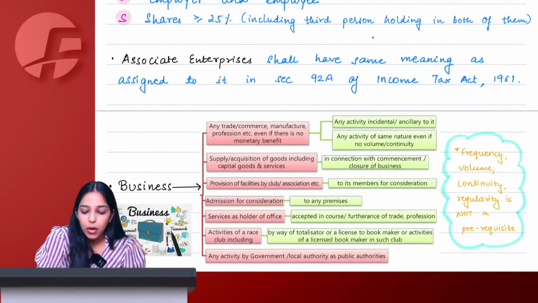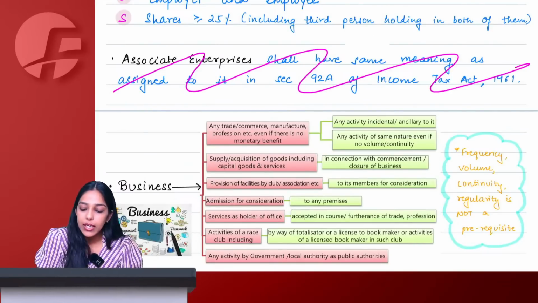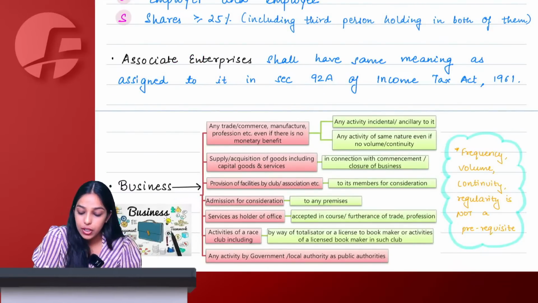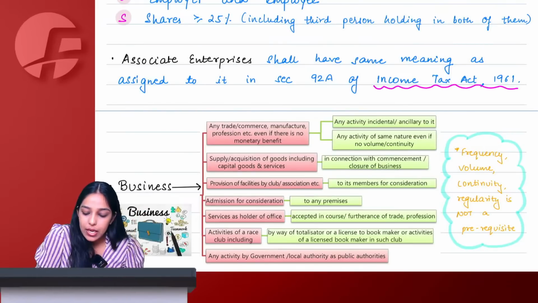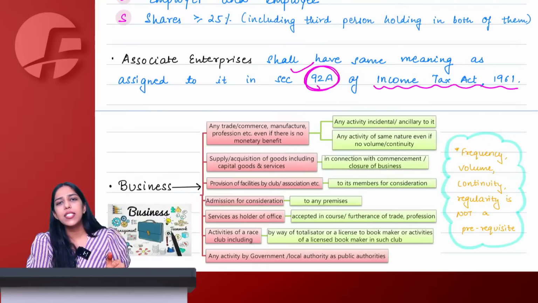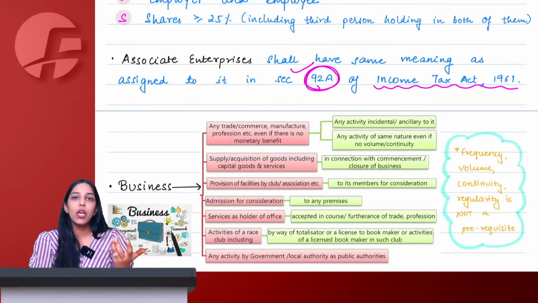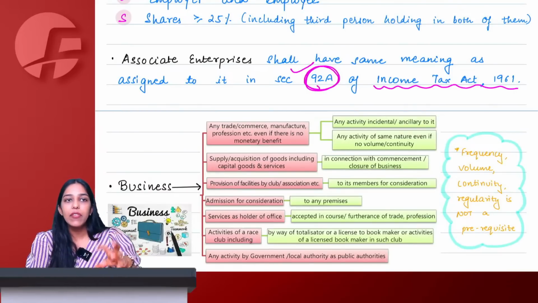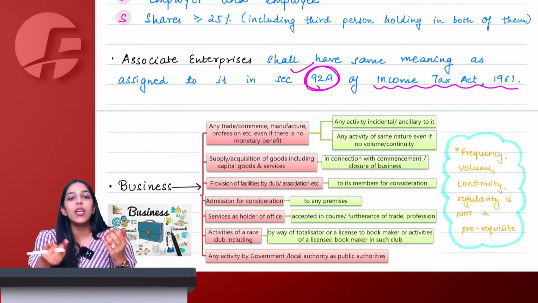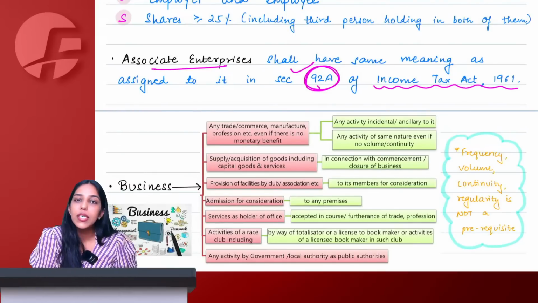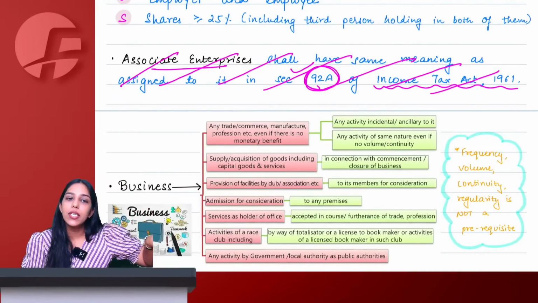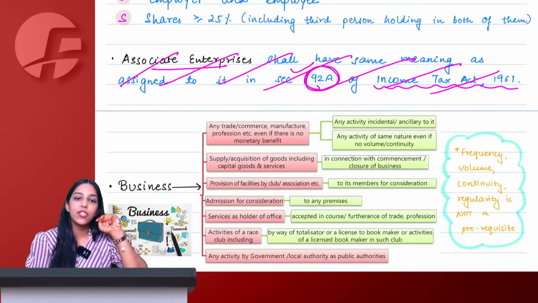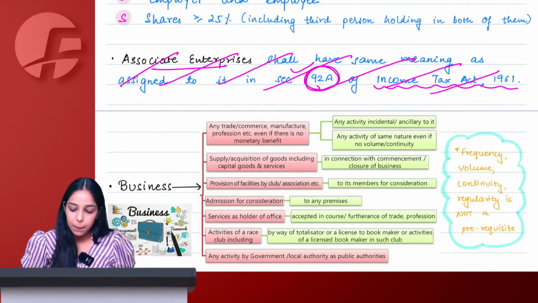Associate enterprise, not important for you to remember here, because the associate enterprise definition is the same definition that you learn in your Income Tax Act transfer pricing topic, section 92A. In GST, the question will always mention if they are associate enterprises, or they will give you a solid hint like we have this much shareholding, something like this, and you will automatically understand that they are associated enterprises. So for GST, you can ignore this. Go and learn associate enterprise in your transfer pricing topic, section 92A of Income Tax Act.